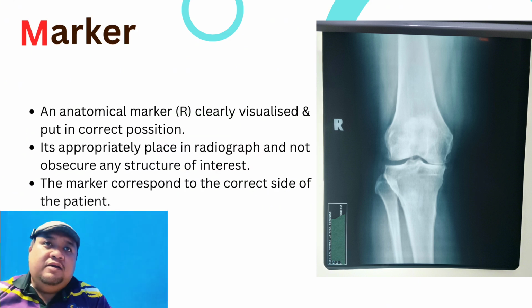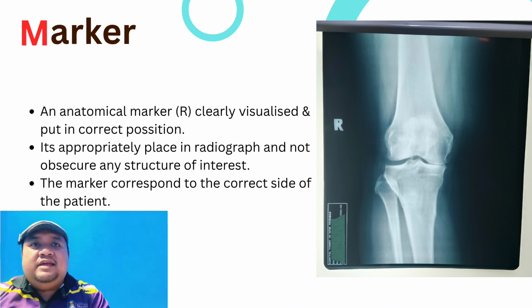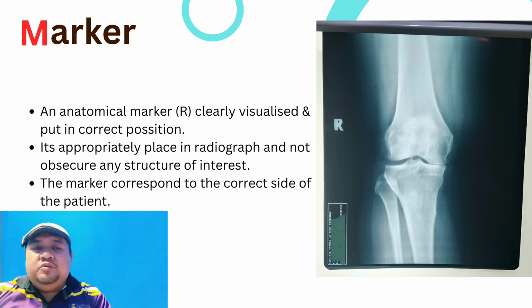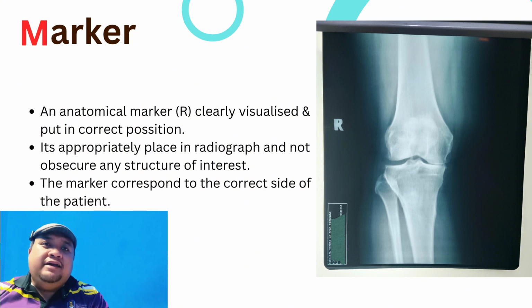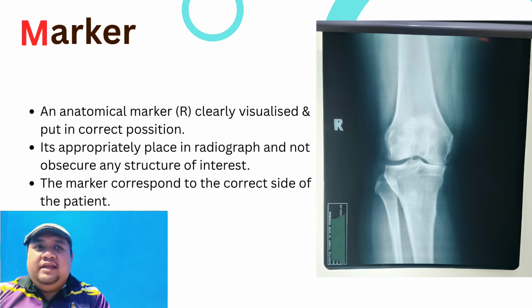First, we look at the anatomical marker. R, which stands for right, is clearly visible on the image. This is important because it tells us which side of the patient is being imaged, helping to avoid any clinical confusion during diagnosis. Secondly, the marker is placed correctly. The marker does not obscure any anatomy, is outside of the area of interest, and is in a position within the exposure field, not too close to the edge or cut off. This is good practice for all radiographers to follow.